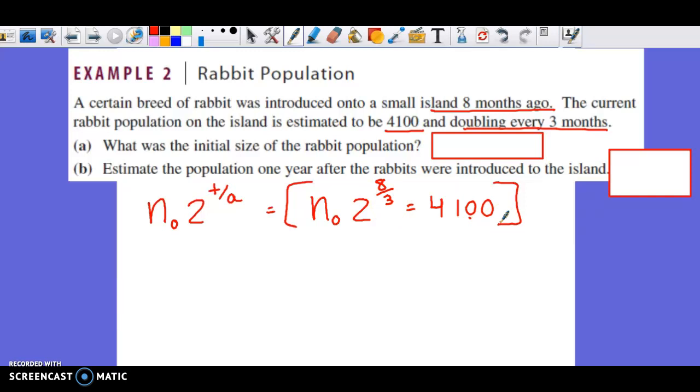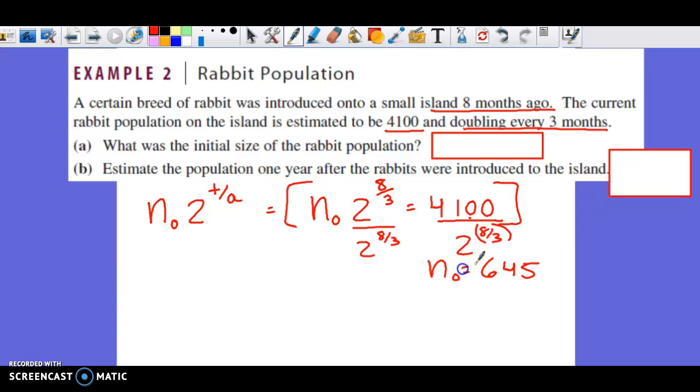So we're going to solve. And the first thing that I need to do is just take 4,100 and divide by 2 to the 8/3. Now, if you want to type in 2 to the 8/3 first in your calculator, that's fine. I'm just going to use my calculator and be very careful and put parentheses around my fraction, hoping that I don't make a mistake. So I'm going to do that right now. I encourage you to do that as well. And I just got approximately 645.7. So that's 645 rabbits. Okay?